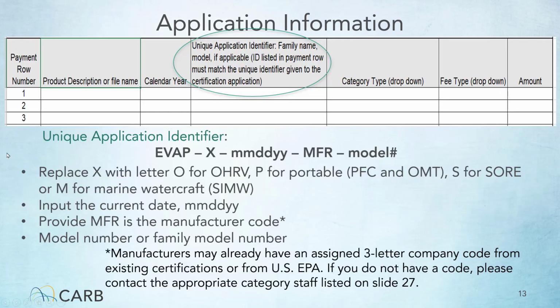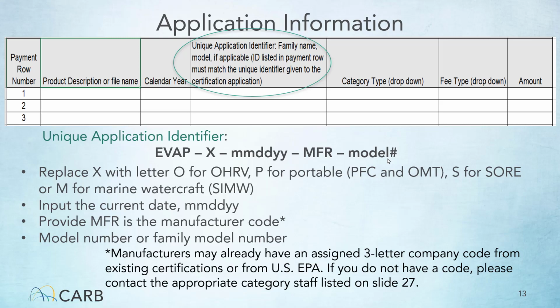Presented in the center of the slide is the structure of the unique application identifier: EVAP, X, current date, manufacturer code, and model number. Notice that each section is separated by a dash. So EVAP is the code for evaporative group. The X represents the category type, and X should be replaced with the applicable category code.